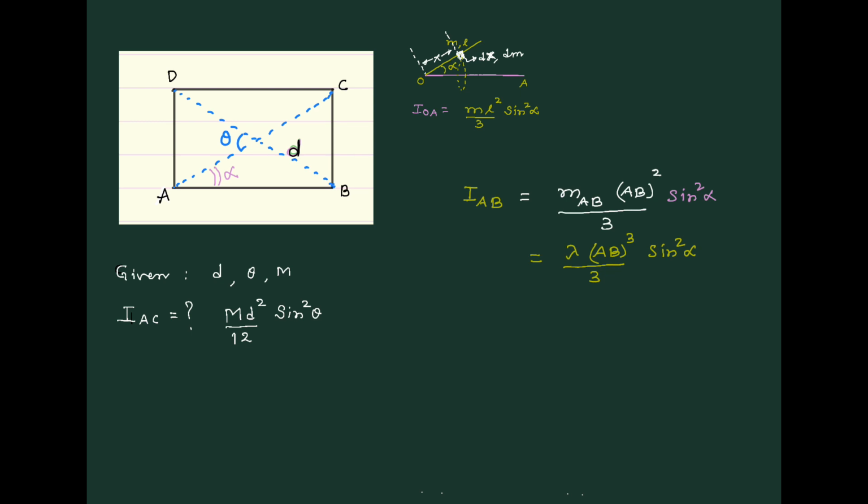Similarly, we will have I of BC about this axis. So we will use this angle. Say this angle is beta. For simplicity, we can assume beta. We will replace in terms of theta later on. So this will be lambda BC cube, just like I of AB, sine square beta. This expression is similar to this one.